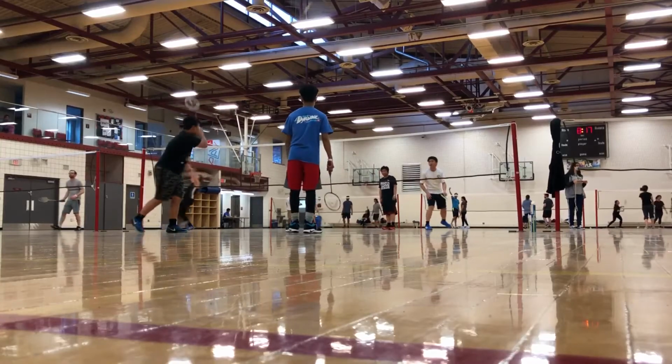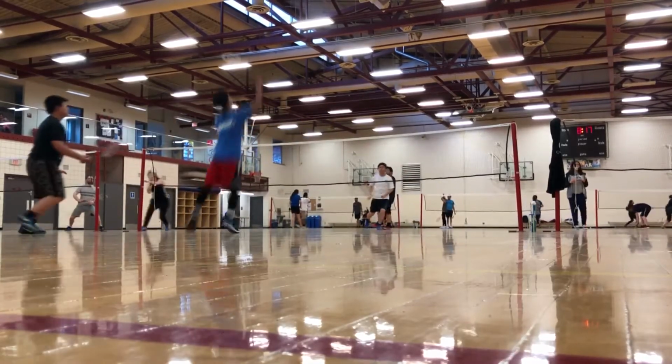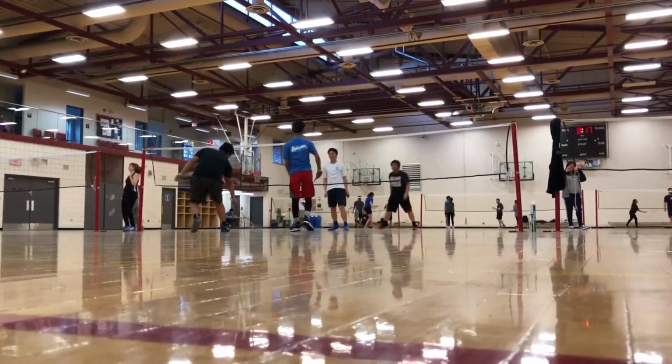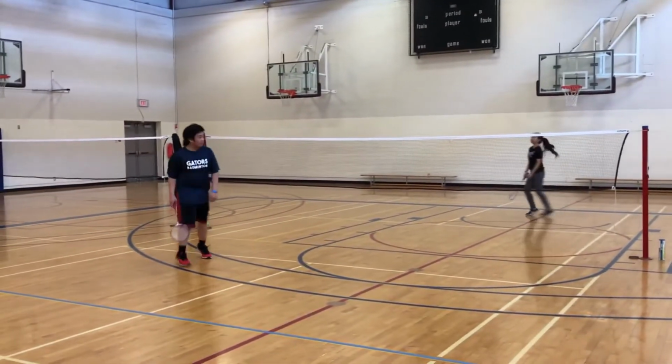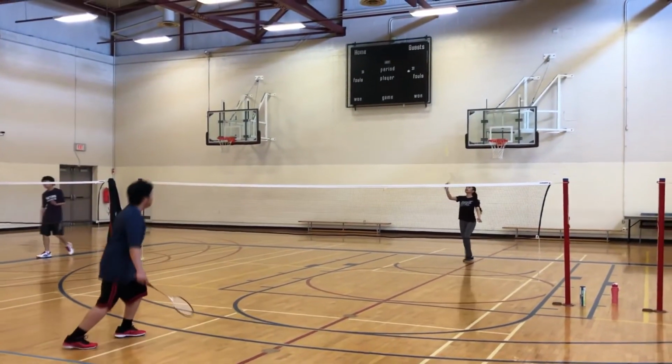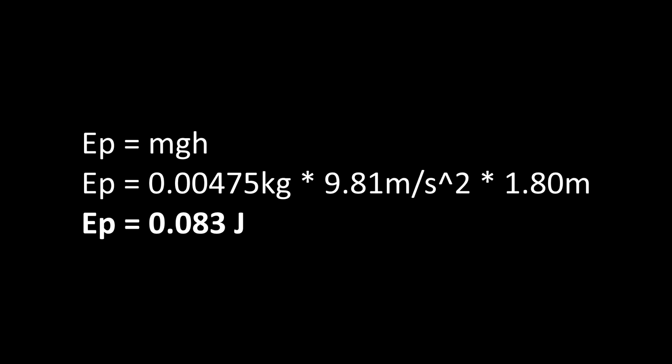Potential energy is the energy an object possesses as a result of its position relative to the gravitational field. A shuttle at its highest point of trajectory loses its kinetic energy and gains potential energy. Let's calculate the potential energy of the shuttle with the highest velocity. The height of the shot was about the height of a net, which is 1.54 meters. Therefore, let us assume the height of the shot to be 1.80 meters. Therefore, the shuttle with a velocity of 493 km per hour has 0.083 joules of potential energy.